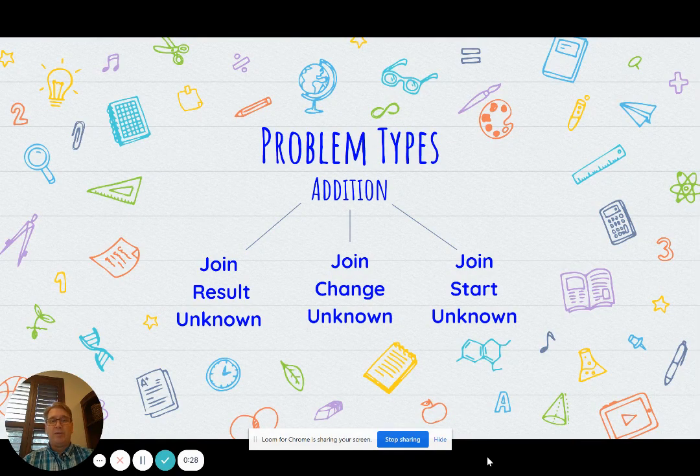So today, again, problem types of addition. There are three main problem types of addition. We have join together, result unknown, join, change unknown, and join, start unknown. Now you'll see all of these say join because we're putting things together, we're joining them. But the result unknown, the change unknown, and the start unknown all have different parts of the problem missing. The first one, the result unknown, is probably the one that you solved hundreds of times growing up in elementary school. So adding two numbers together and we don't know the result. So let's take a look at that type of problem first.